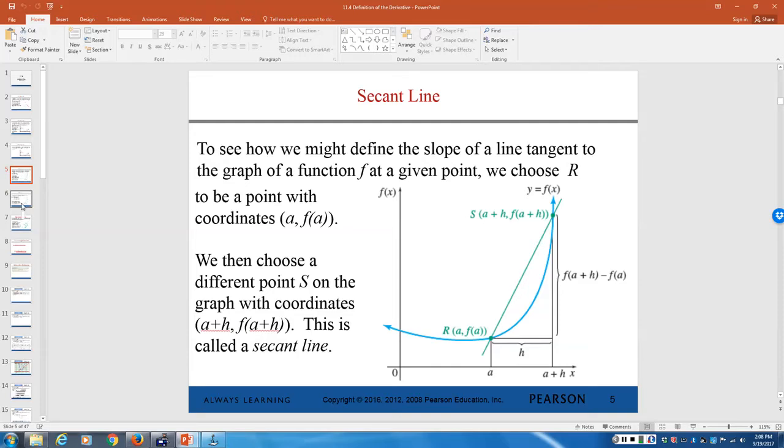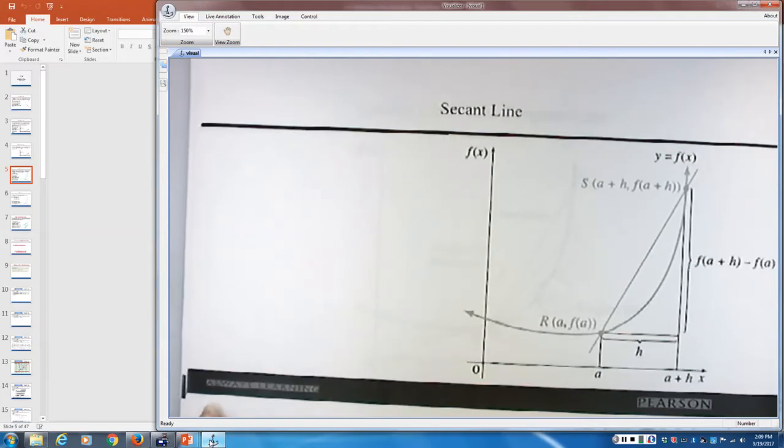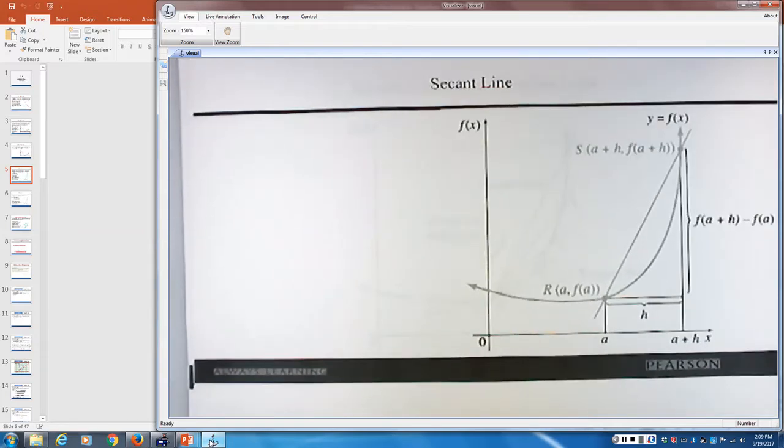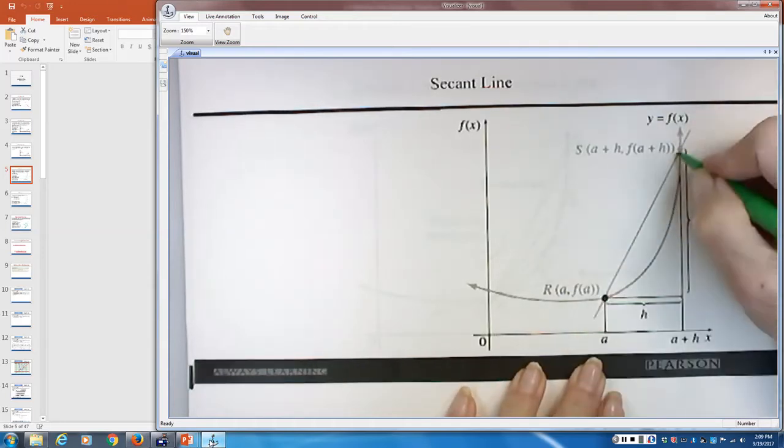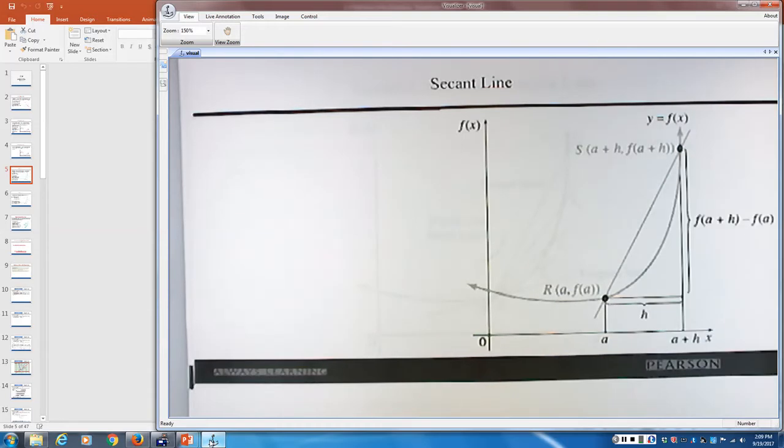So before we try to define that, we're going to talk about a secant line. Okay? So the next thing we'll talk about is going to be a secant line. And how is that different from a tangent line? Okay, here's a secant line. And this secant line, notice the main difference between it and a tangent line is the secant line actually touches the curve in 2 points.